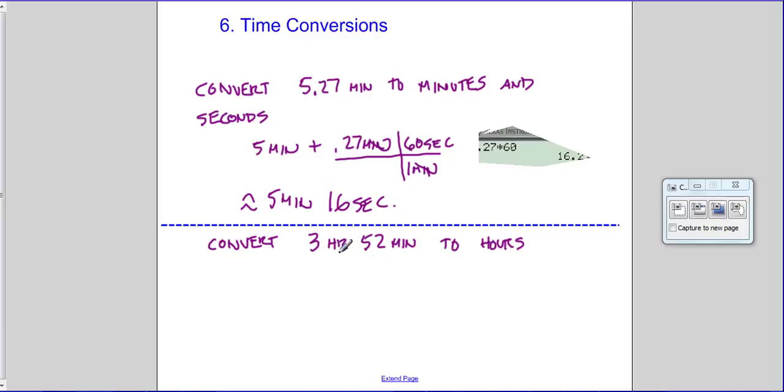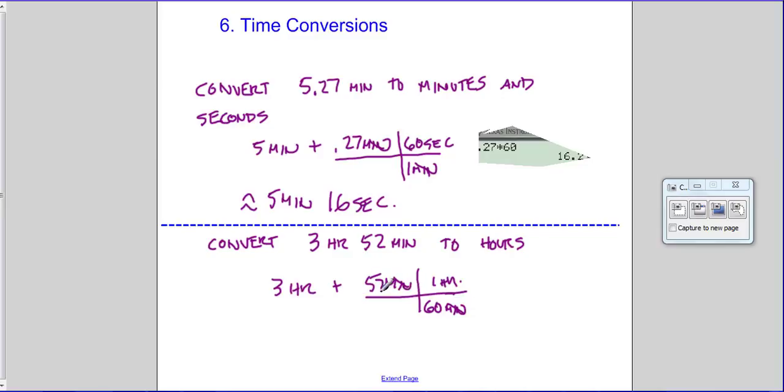So if I have 3 hours and 52 minutes to hours, same idea. I'm going to take 3 hours, I already have that in hours, plus 52 minutes, and then for every 60 minutes, that's 1 hour. So what I'm doing here is I'm dividing 52 by 60. That'll convert that to hours. Like here, I took 27 divided by 60. That'll convert the minutes to seconds. So my minutes cancel here.